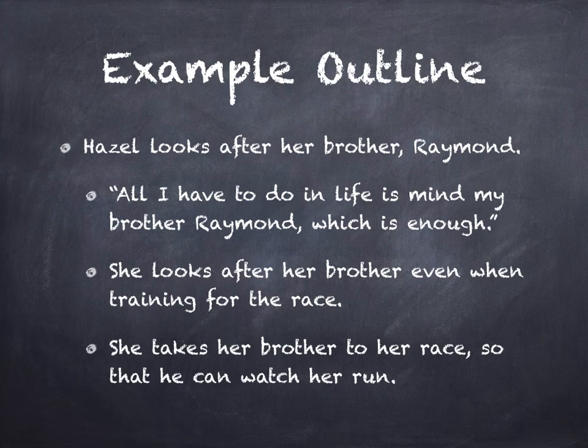I then have 3 examples that are going to help prove that. So the first one I have is a quote that says, "All I have to do in life is mind my brother Raymond, which is enough." My second bullet point says, "She looks after her brother even when training for the race." And my third bullet point says, "She takes her brother to a race so that he can watch her run." So I have my reason, and then I have my examples, and this is a great outline. So now that I have my outline done with my reason and my examples, I can now write my body paragraph.